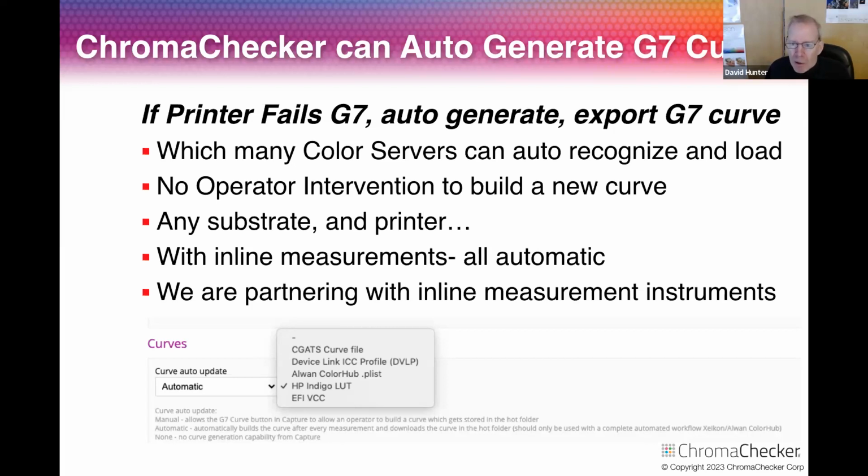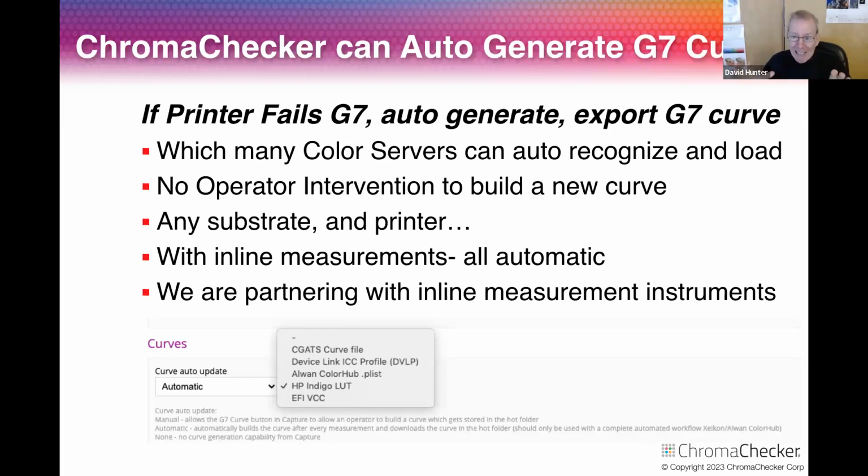This slide talks about auto-generating G7 curves. So with the P2P target, which we can lay out in a 2-row or a 1-row format, you can imagine with an inline measurement device, which we're partnering with some different companies that are building inline measurement devices. It measures our CC84 target in seconds, and if it fails, ChromaChecker can automatically build a new G7 curve, save it in a given file format, put it on a directory, and then the RIP or the color server can pick up that curve, automatically load it, so the next file through has G7 applied to it.